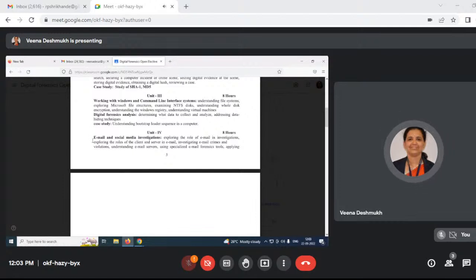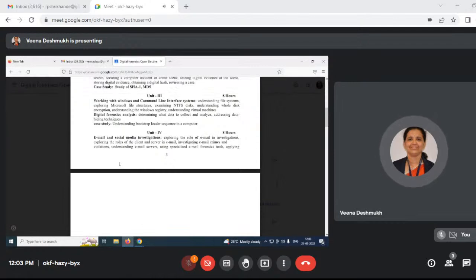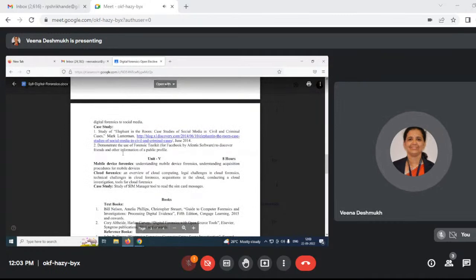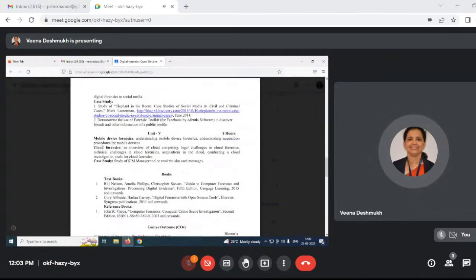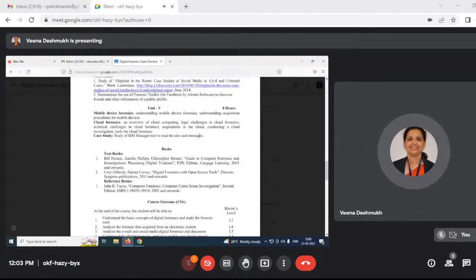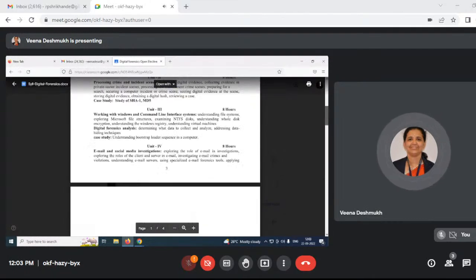One more thing I forgot to mention is that we do email and social media investigation. So how are frauds committed in emails, and how to identify the frauds or crimes through email and social media investigation. Of course there is a case study for this. Unit 5 comprises, as I told you, mobile device forensics and cloud forensics. We also have how you use the SIM manager to read SIM card messages. So it is all very trendy, current, and can be directly applied.